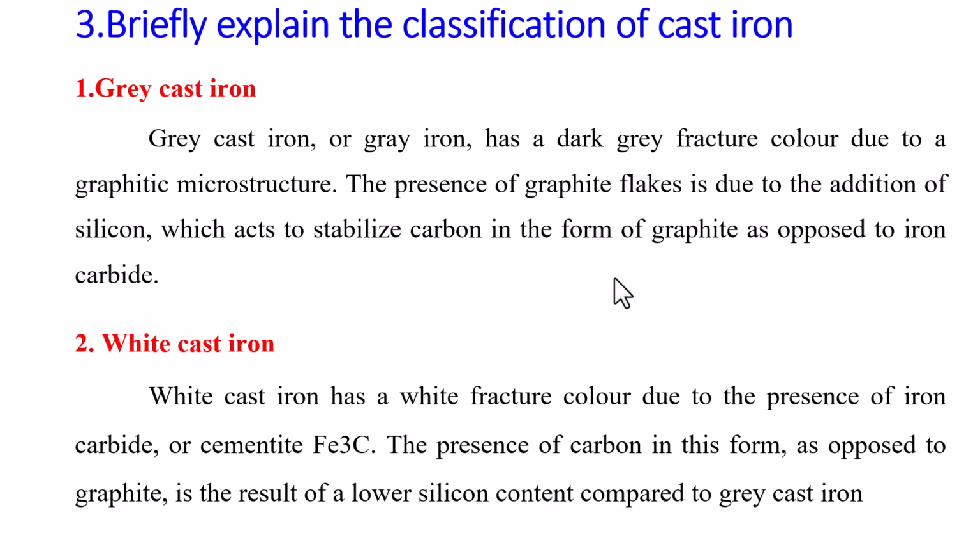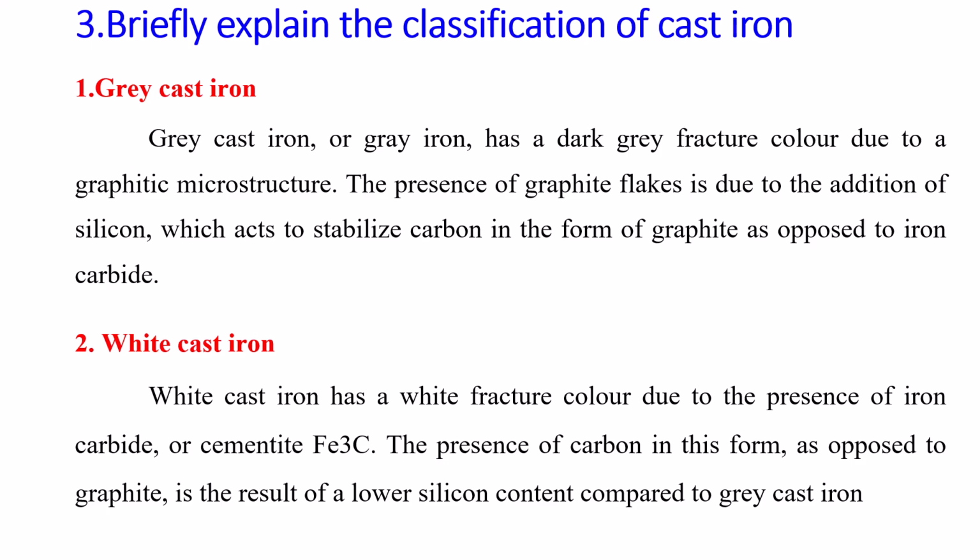Grey cast iron, or grey iron, has a darker grey fracture color due to a graphitic microstructure. The name itself indicates the color is grey. The carbon present in the cast iron is in two forms: one is in the form of graphite, the other is in the form of iron carbide, simply called cementite. In the case of grey cast iron, carbon is in the form of graphite.